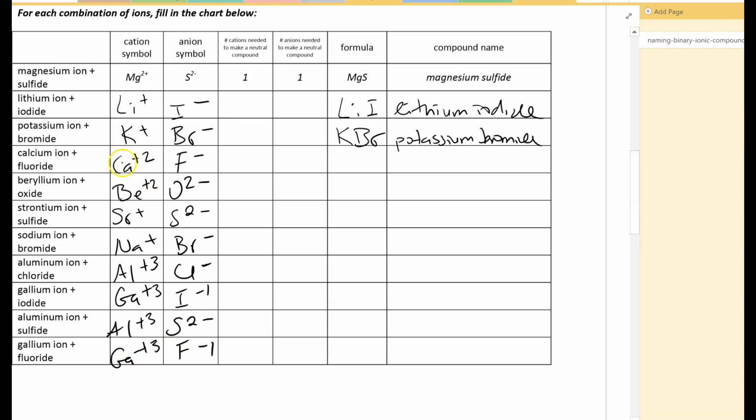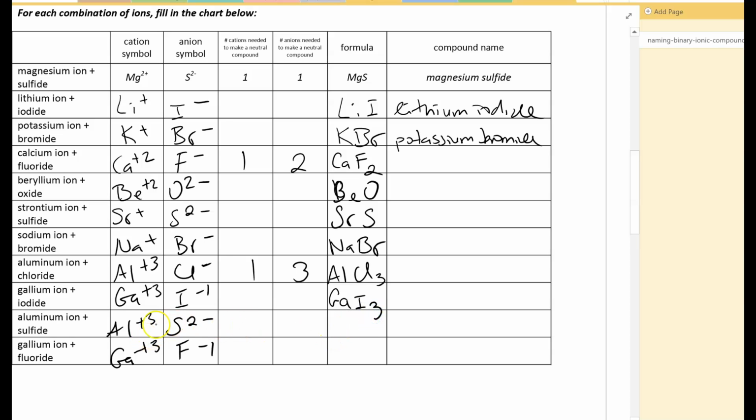Now, let's put them together. Calcium +2, fluoride. So you're going to need 2, right? So 2 anions with 1. Beryllium with oxide, it's a 1-to-1 ratio. SrS, strontium sulfide. Sodium bromide. Aluminum chloride, you're going to need 3 for every 1. Same thing with gallium iodide.